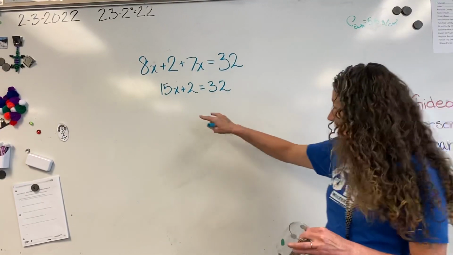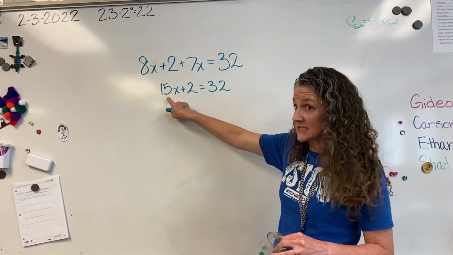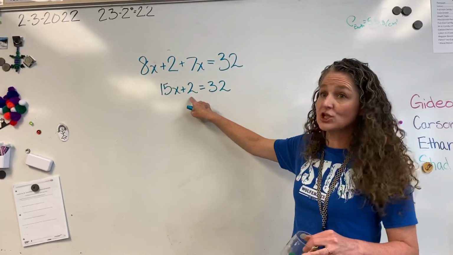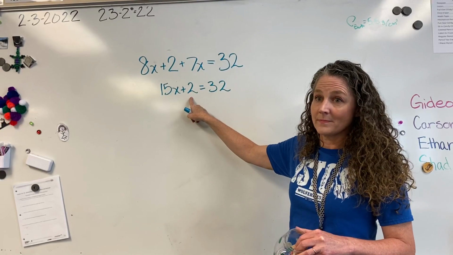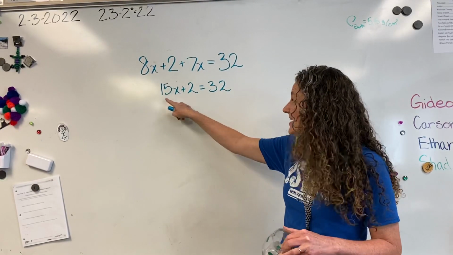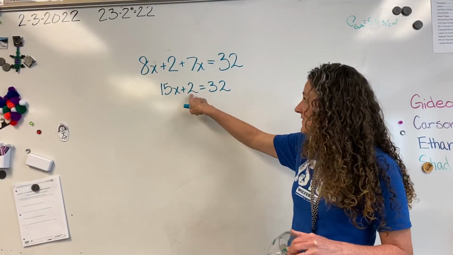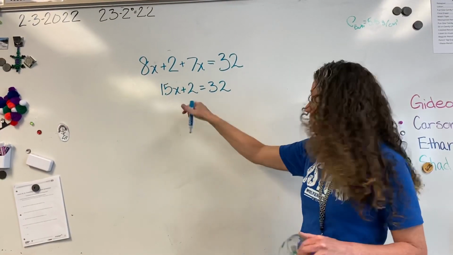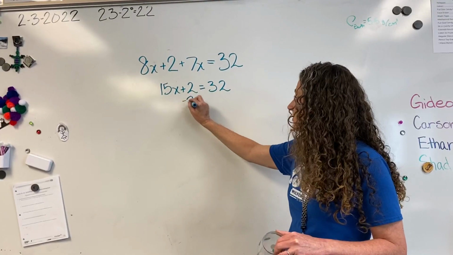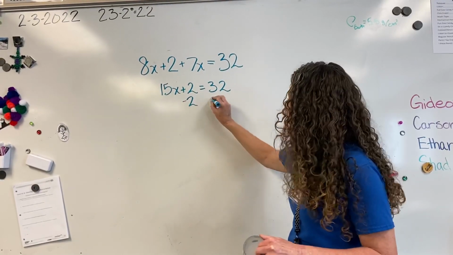I either need to get rid of this 15 next to the x, or I need to get rid of the 2 that's added to the x. Which one should I do first? The 2, because it's added. If I divide by 15, I have to divide the 2 by 15 and the 32 by 15, and it's going to get real ugly real fast. So let's subtract away this 2. Because we have plus 2, we're going to do minus 2.